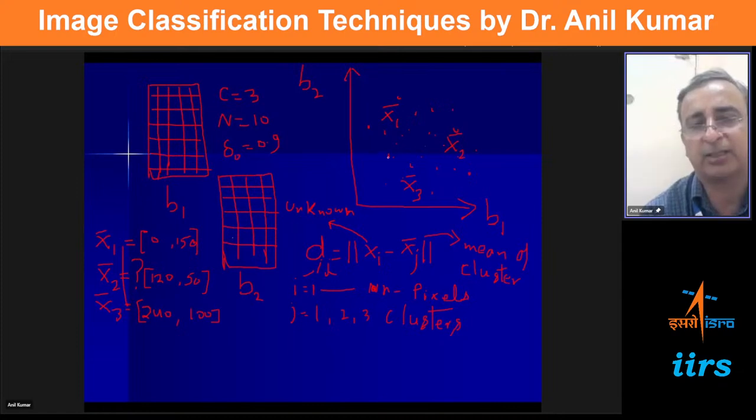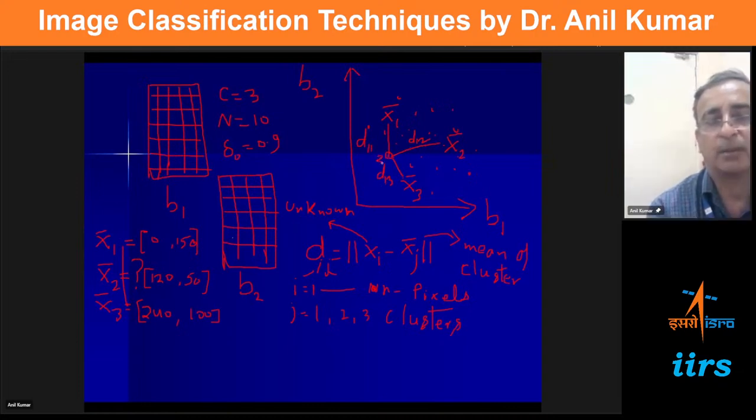If this is the first pixel in this feature space, we can find out the distance D of first pixel to first cluster, then D of first pixel to second cluster, then D of first pixel to third cluster. Now find out which is minimum. It looks like D13 is minimum, so this pixel will be labeled to cluster 3. Like this, one by one, you have to label each pixel using this minimum distance criteria.